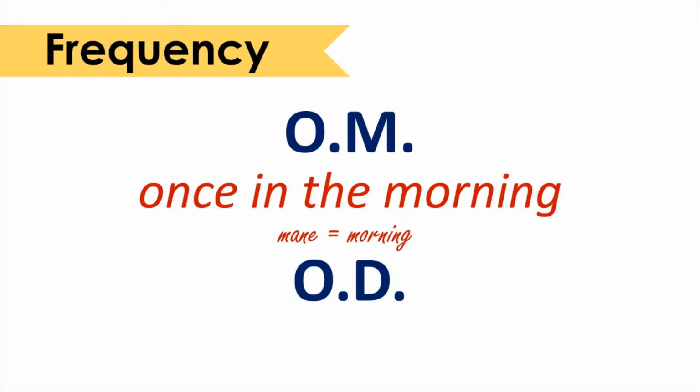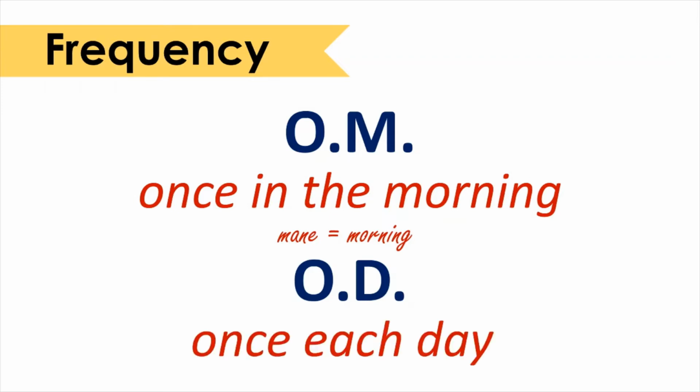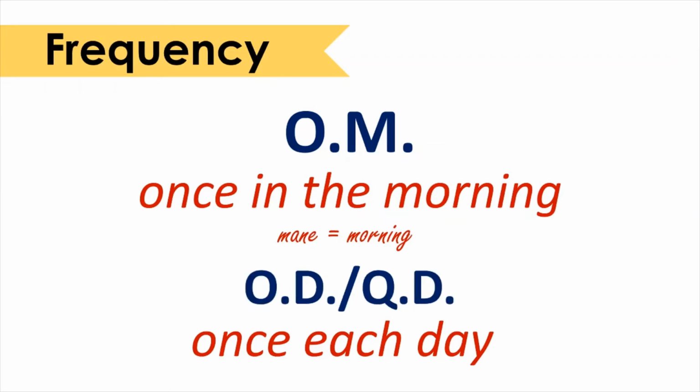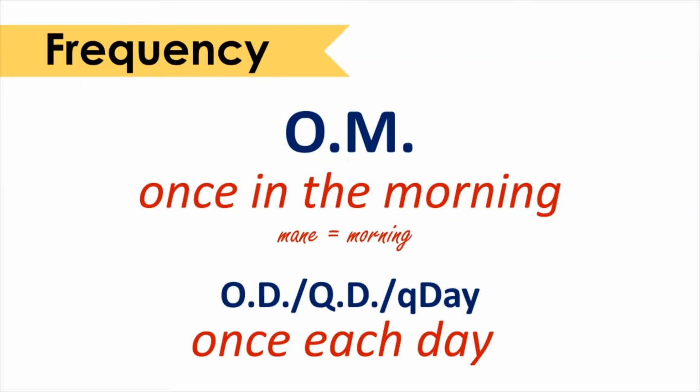So, I'll skip the Latin for now and just tell you that OD means once each day. M for morning and D for day. Simple, right? You may also see QD or Q day, which have the same meaning. The letter Q is used here to mean every, as in every day or every 2 hours.